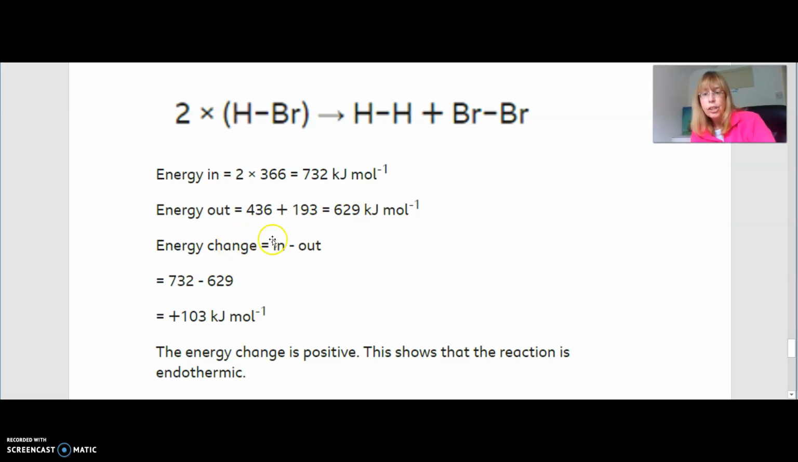The change in energy is the energy in minus the energy out. So I'm going to go 732 minus 629, giving me an overall answer of plus 103. Now remember, there were two choices, positive or negative, and because the energy in is greater than the energy going out, I'm going to get a positive answer. I hope that helps. If you need more practice, I can send you more examples.